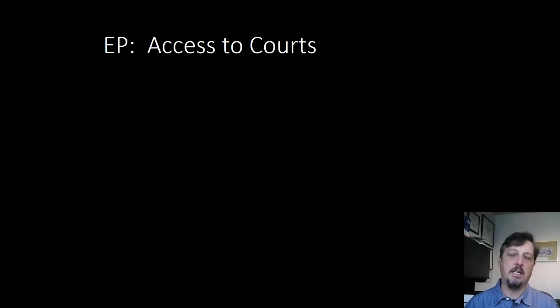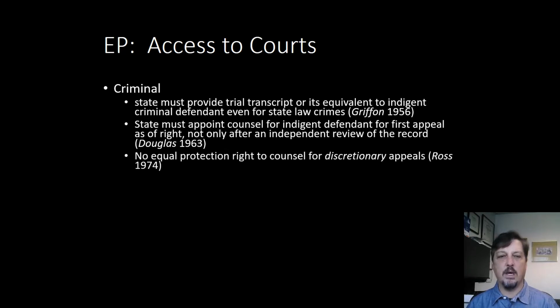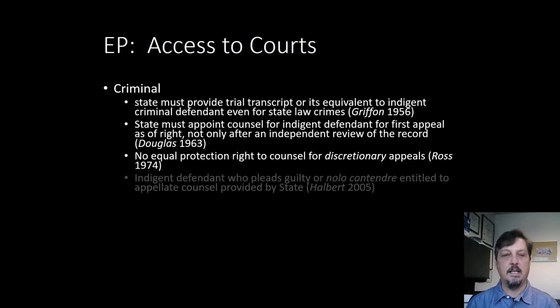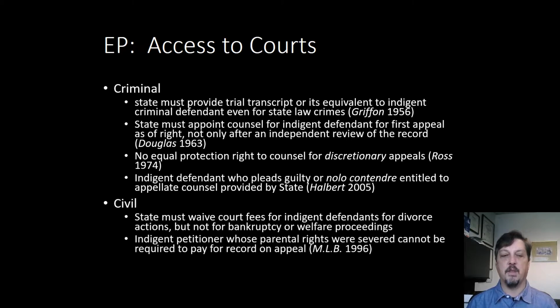We then talked about equal protection and access to courts. And here we have kind of a general principle that where it is access to the courts in a criminal context, the court is probably going to look at this a little bit more carefully, and where it's access to courts in a civil context, the court will look at it carefully if it relates to things that are kind of close to central fundamental interests like family.